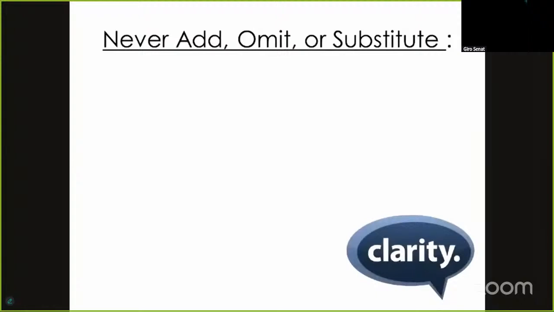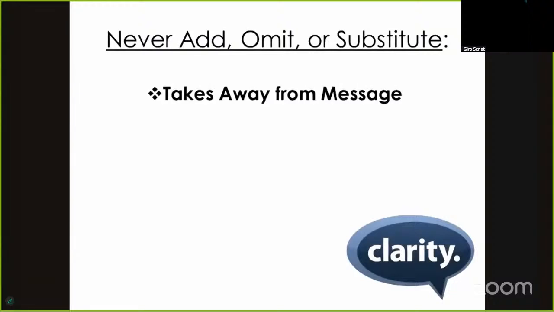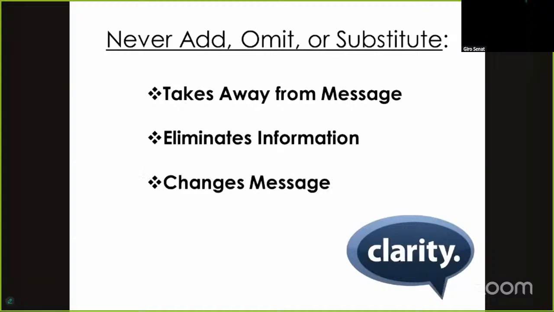Interpreters should never add, omit, or substitute any part of the message, even if it seems redundant, irrelevant, or rude. When an interpreter adds or omits, it generally takes away from the message, eliminates useful information, and can change the intent of the message.